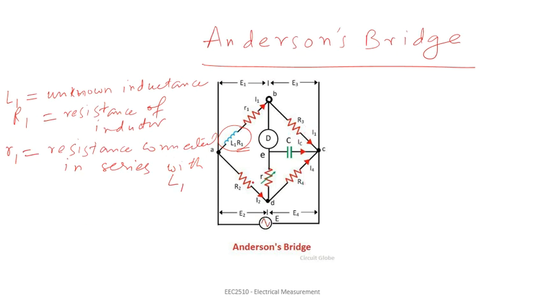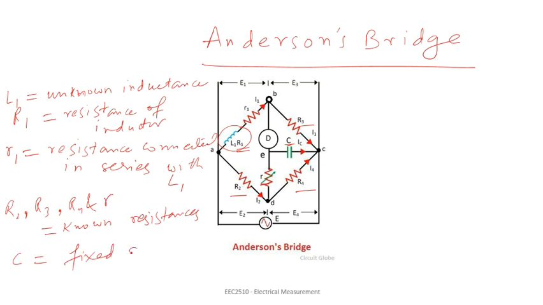All the remaining resistances, that is R2, R3, R4 and also this small r, are known values of resistances, and this C is a standard fixed capacitor. So all these are components of this Anderson's bridge.